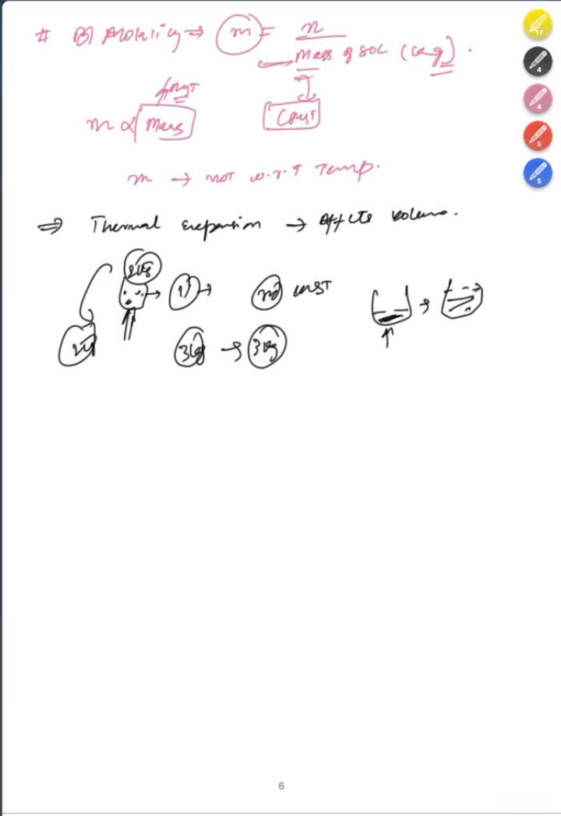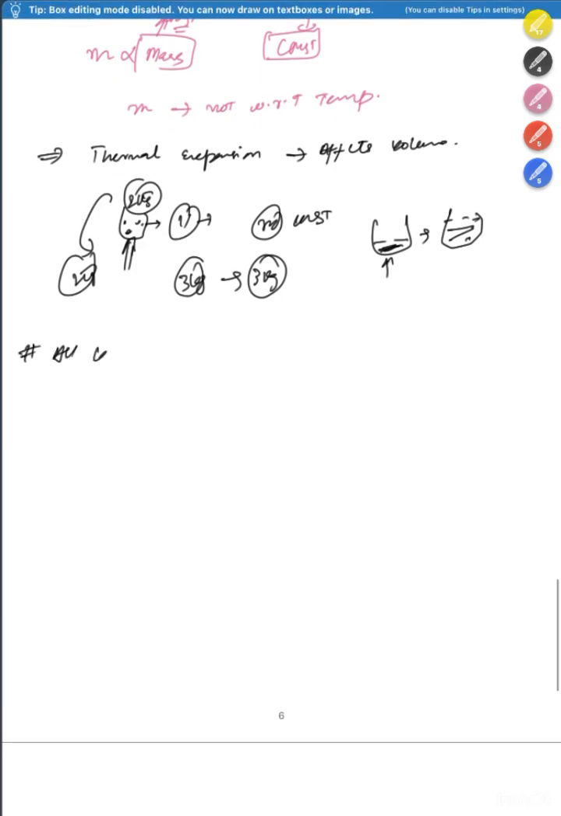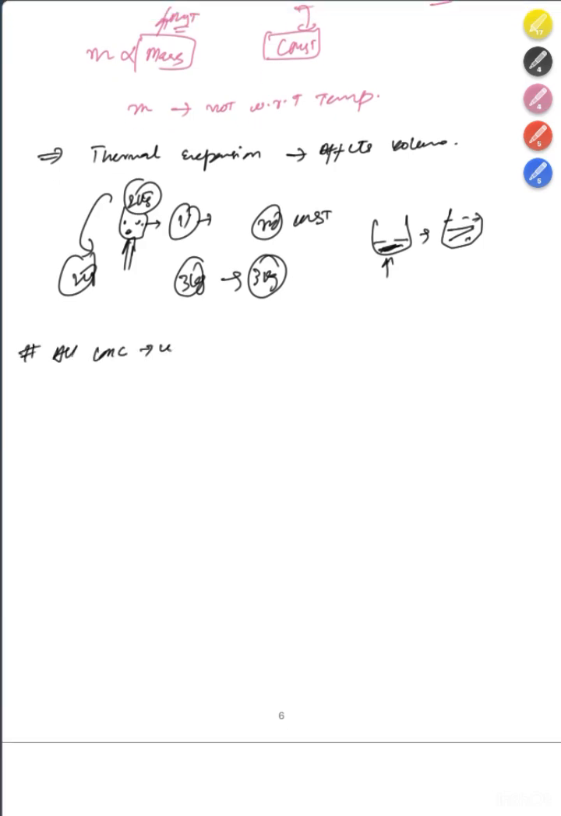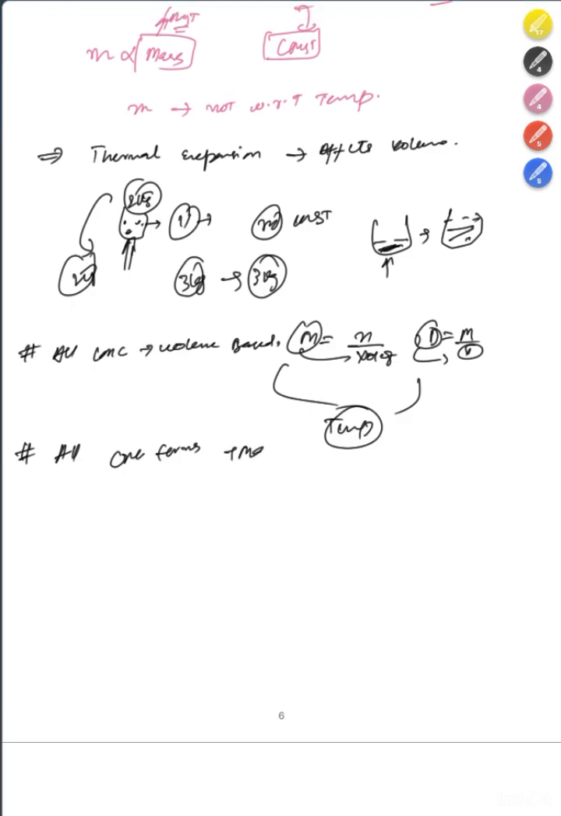So the volume based terms, and now all the concentration terms which are volume based, like your molarity, which was n by volume of solution, and density, that's mass upon the volume. So these are some concentration terms which are dependent upon the volume. So they will keep changing with respect to the temperature. And all the concentration terms which are mass dependent, there will be no effect of temperature on that.